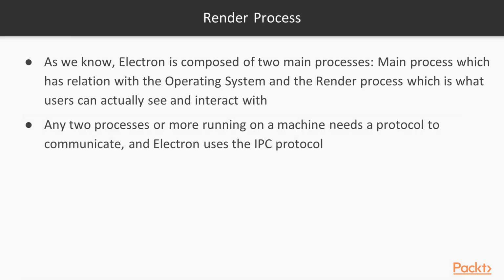So any two or more processes running on a machine need a protocol to communicate, and Electron pretty much uses IPC. For some of you who ask why Electron chooses IPC over any other protocol specifically, I pretty much say simply because IPC is the simplest and most reliable protocol that can be implemented inside of Electron's core framework.